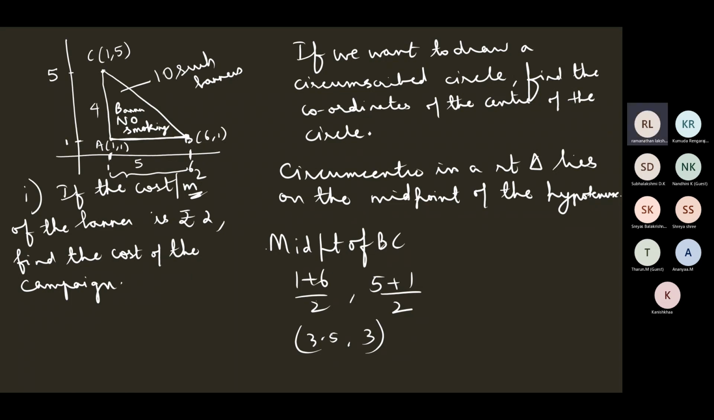4, 7 by 2. 1 plus 6. 8 by 3. Hey, you divided. See, sorry. Ram, you divided by 2. It is X1 plus X2 plus X3 by 3, Y1 plus Y2 plus Y3 by 3. Yes.